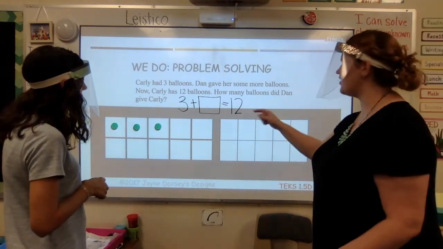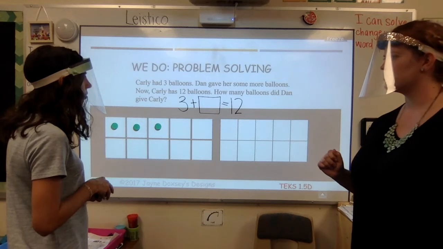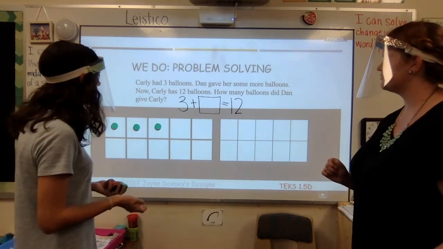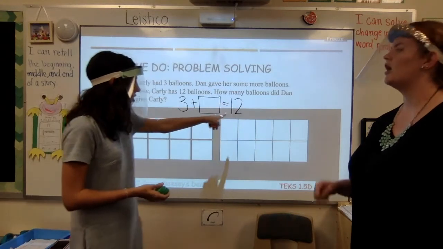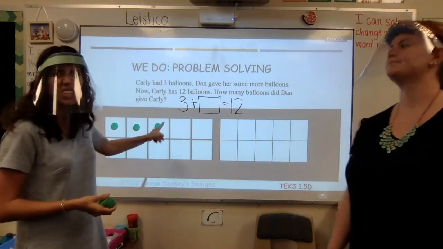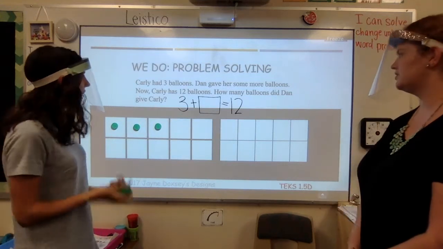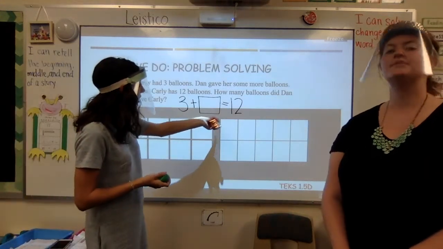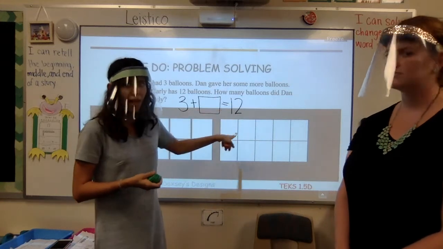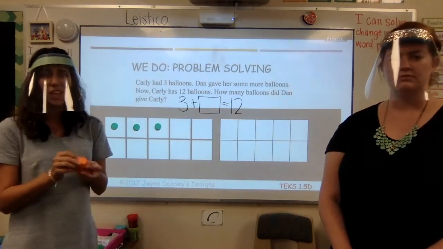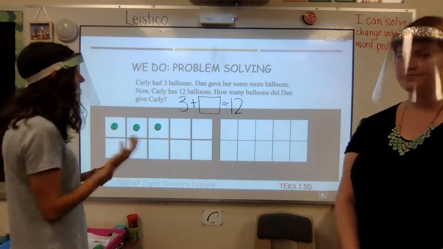Are you going to add 12 more then? Well, no, because if I added 12 more, then she wouldn't have 12 balloons at the end. She would have 12 plus 3, and that's not our number sentence. Oh, okay. I have to find out how many I have to add to equal 12. So I know I have 3 right now, and I'm going to grab a different color so I can clearly see how many I have to add.